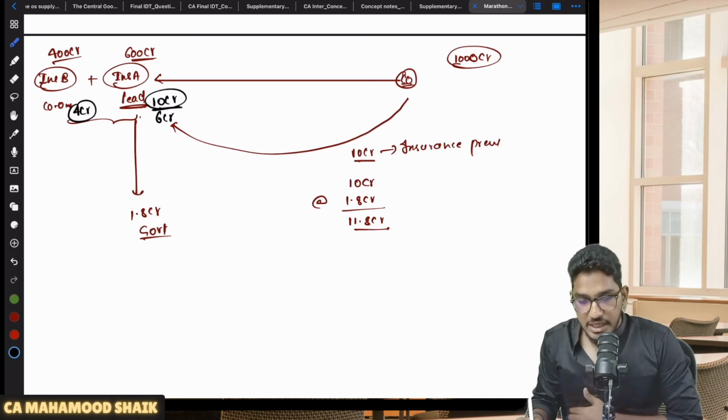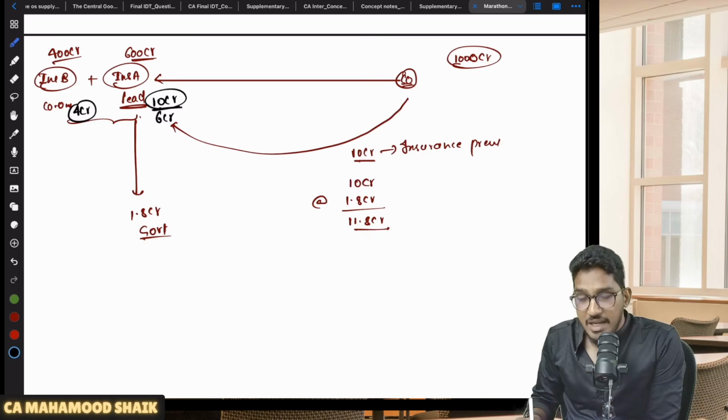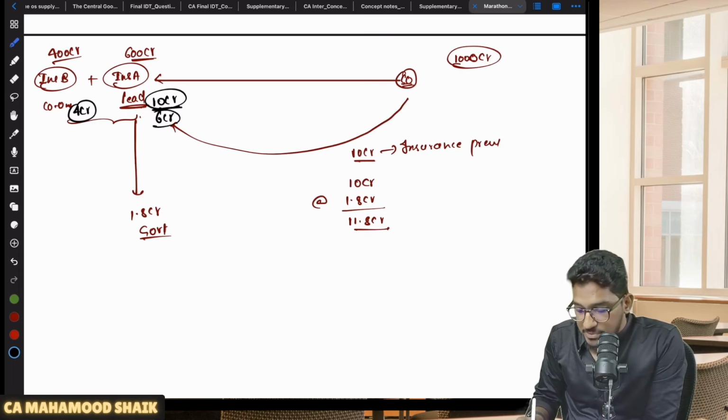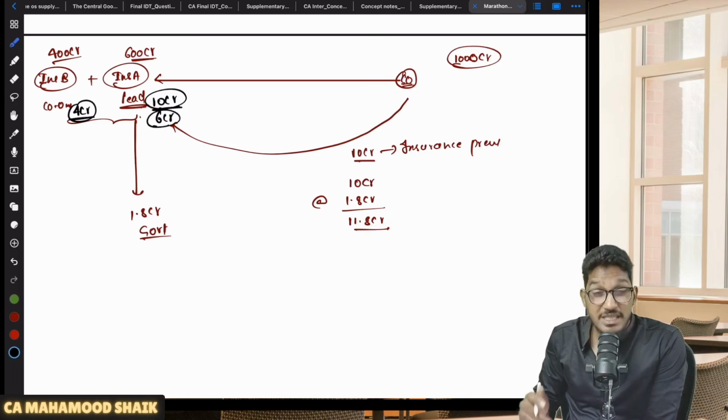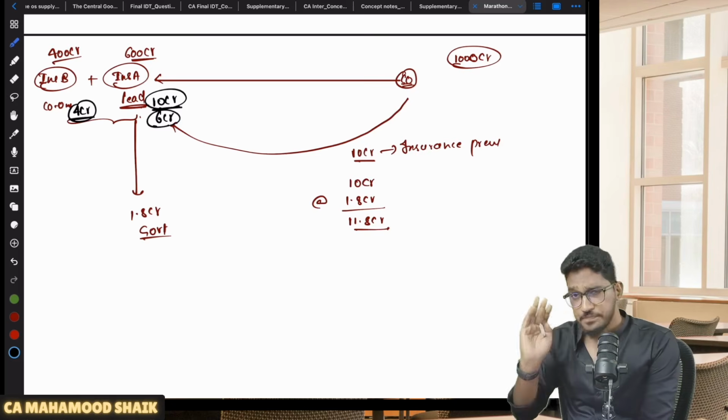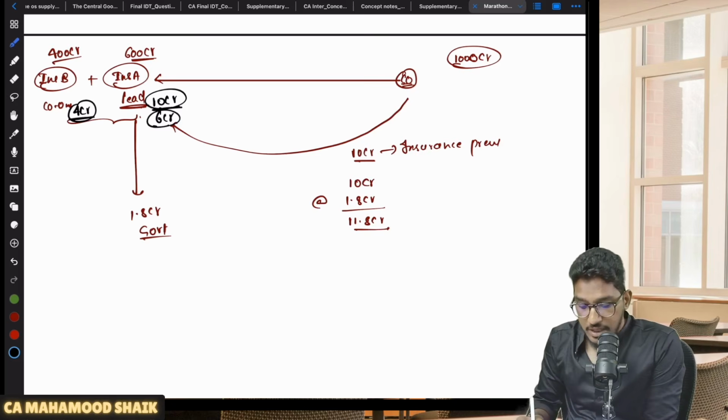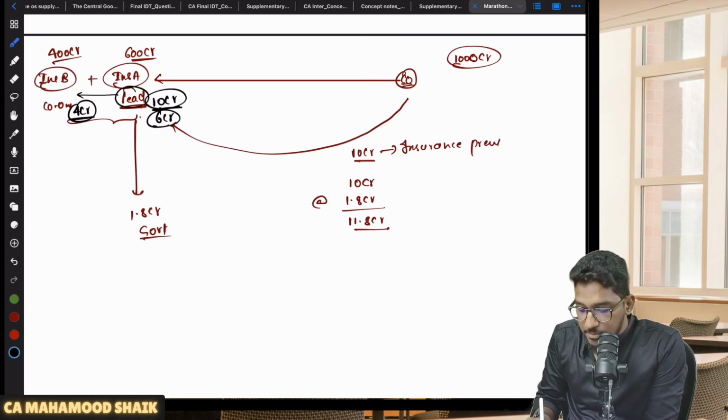So this lead insurer collected 10 crore rupees, but they can't keep the entire 10 crore. They have to keep 6 crore rupees, and the balance of 4 crore rupees they have to remit to the co-insurer. Whatever 4 crore rupees they have remitted is the apportionment of premium between lead insurer and co-insurer. This lead insurer is apportioning 4 crore of insurance premium to the co-insurer. This will be neither considered as supply of goods, nor considered as supply of services.